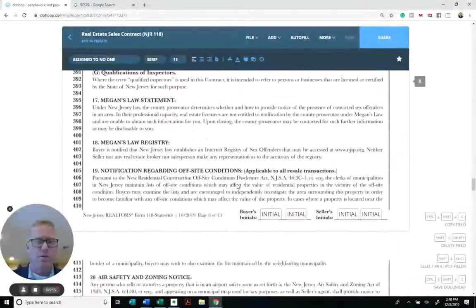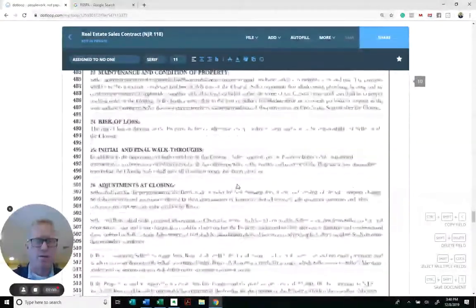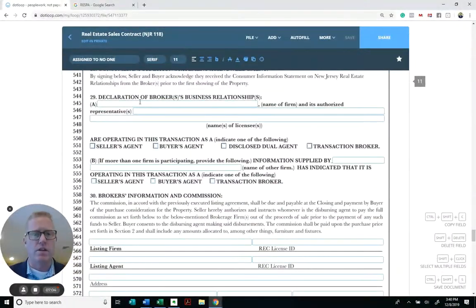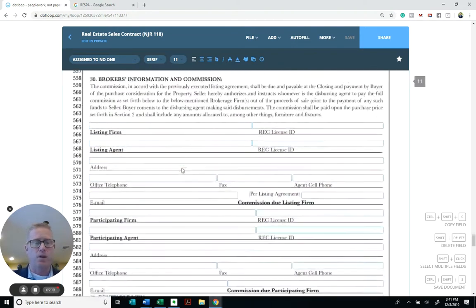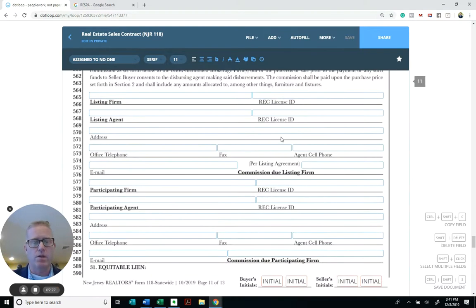As we move further down, I'm going to bring you down here to where we're going to enter the information around the deal. All those are fixed fields. Now if there's any kind of declaration of the broker's relationship, they will enter it here. They will also tell what they're operating as, whether they're a seller's agent, buyer's agent, disclosed dual agent, or a transaction broker. And then down below, there will be listing information here, all populated by the real estate agent. This details all of their real estate license numbers, the firms they work for, and also the commission structure.